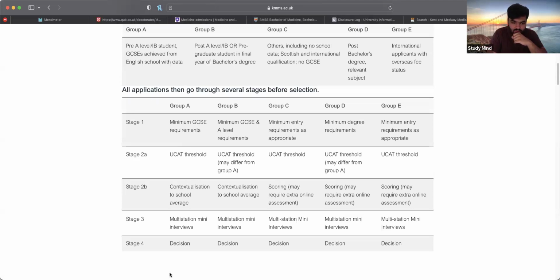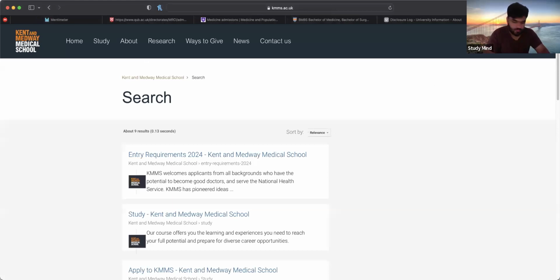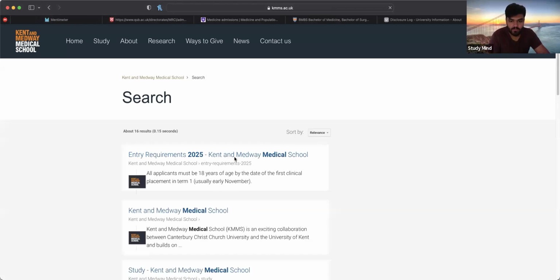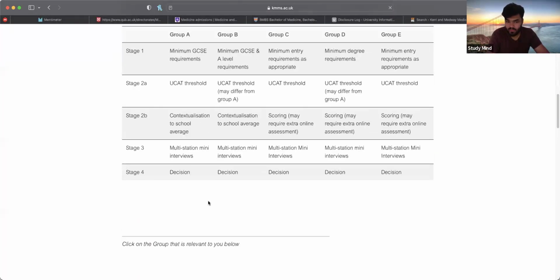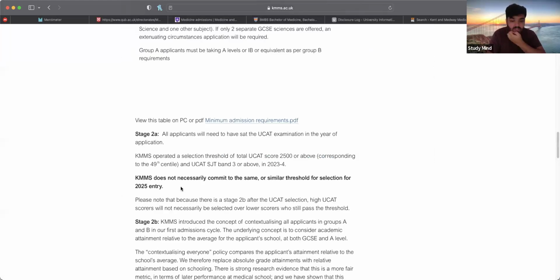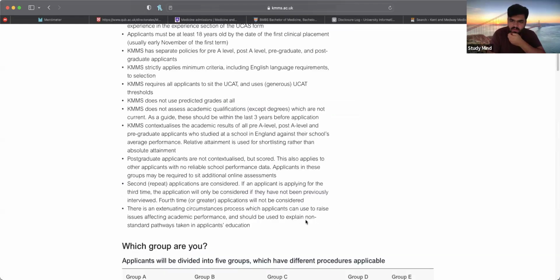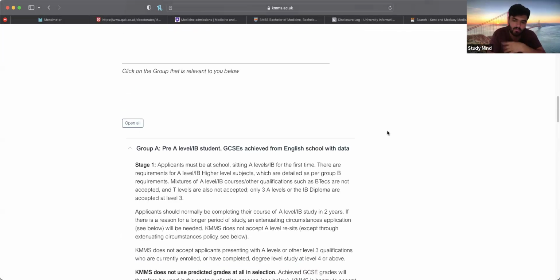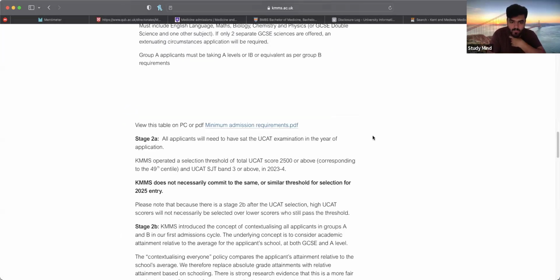Contextualization to school average, I'll read about that in a minute. This says for 2024, so I'm going to look for 2025 actually, and just see what the UCAT cutoff is there. I appreciate not every medical school is transparent and won't give all of the data, but you can do your best to try and find it, and you will definitely find it. You just have to do a lot of digging. And over here it says it's 2500, so 2 years, that's fine. Maybe check 2023, but from memory, I know it wasn't above 2580, okay?